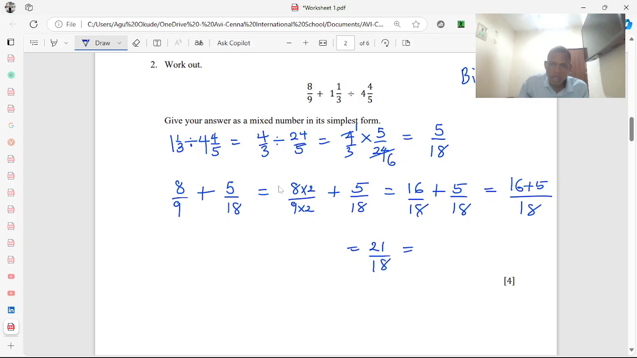18. Now 3 can go. 3 here is 7, then 3 here 6. So I have 7 all over what? 6. And this is one whole number 1 over what? 6. Don't forget, the answer says mixed number, which is the simplest form. Wow. So this is the final answer, 1 whole number 1 over 6.